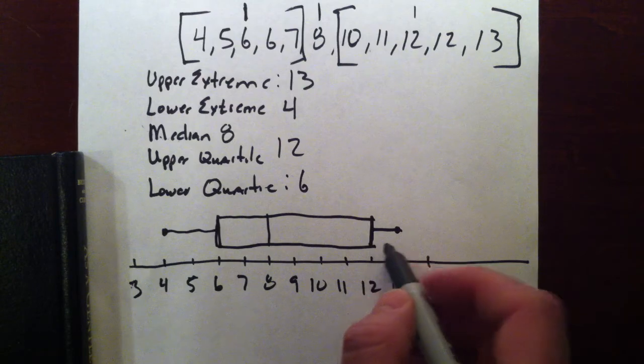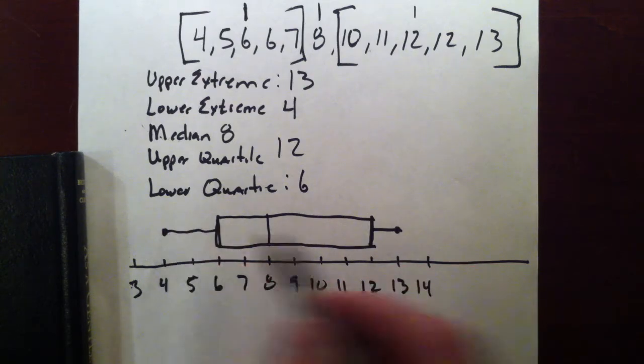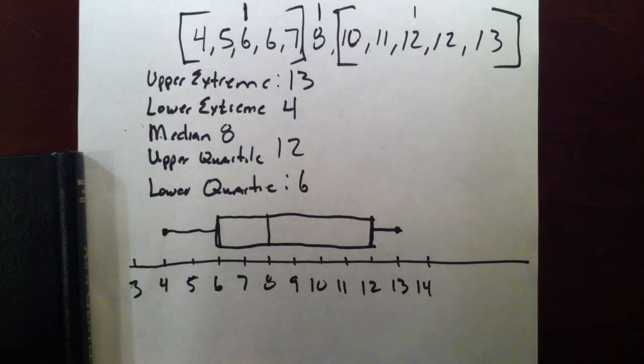But we also have the upper and lower extreme, upper quartile, lower quartile, and the median. And that is how you draw a box and whisker plot.